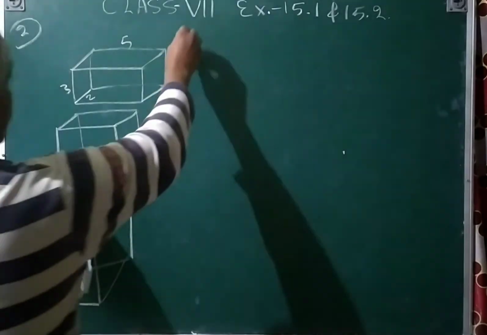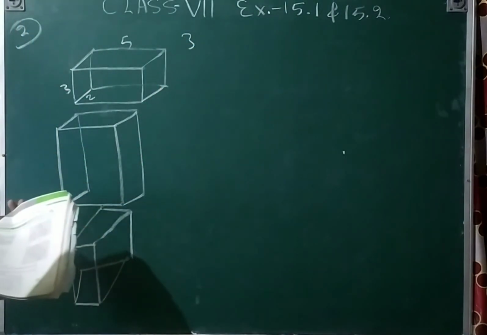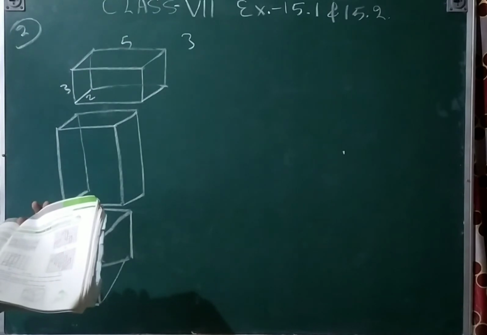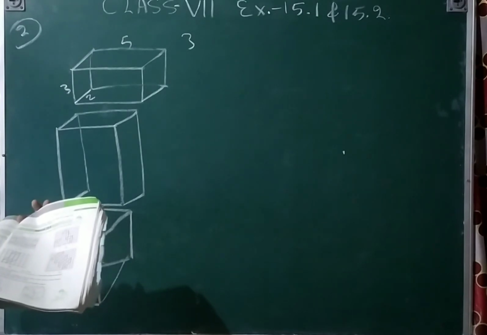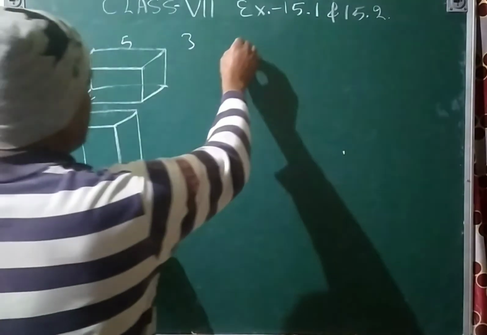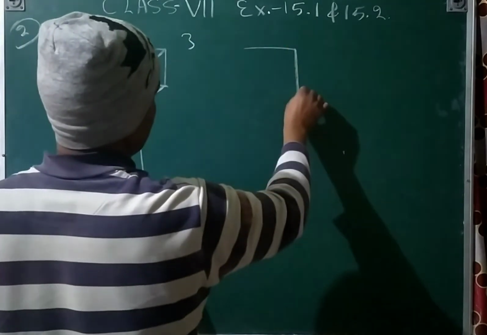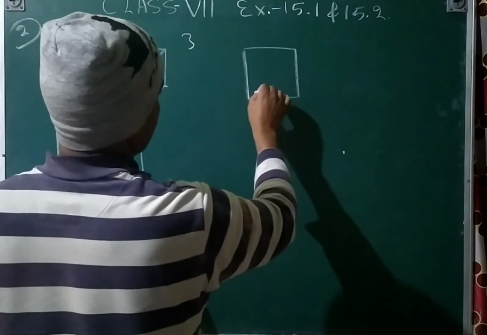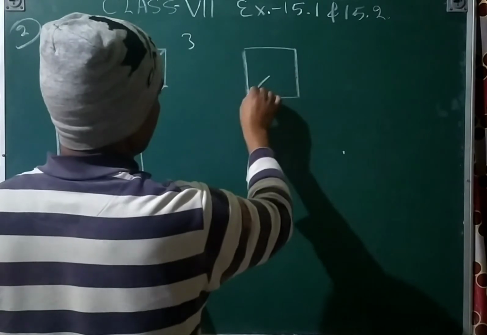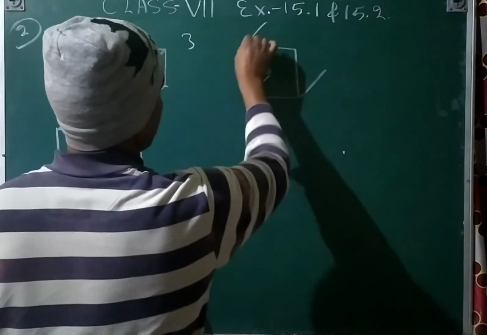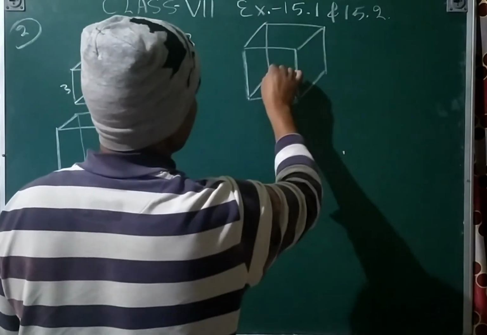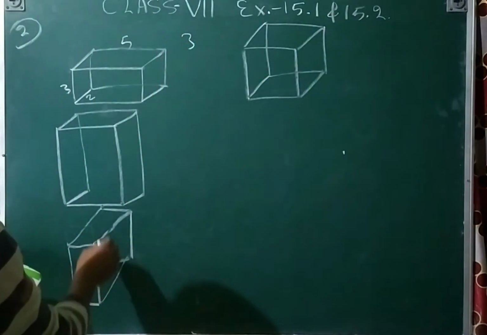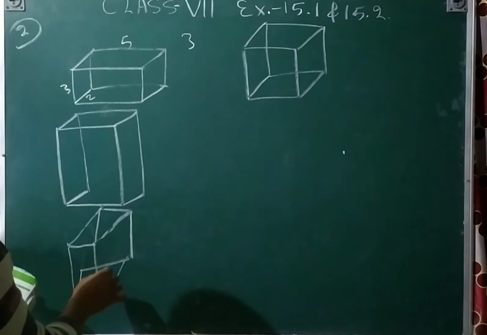Third question. 3 cuboids each of 2 centimeter are placed side by side to form a cuboid. Sketch an oblique cube of that one. So cube means that will be 3, 3, 3, 3. So that one also 3, 3, 3, 3. That will be a cube. Okay, like this we can draw.